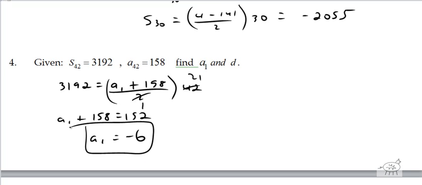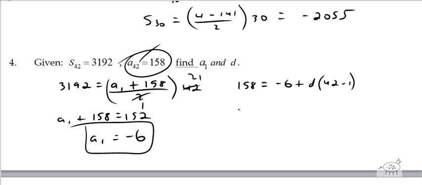So that's the first part. The second part is to find d. If I have a sub 42 and a sub 1, it's easy. You just say 158, a sub n, is equal to -6 plus d times 42 minus 1. So I add 6 and I get 164 is equal to 41d, divided by 41. D comes out to be 4.